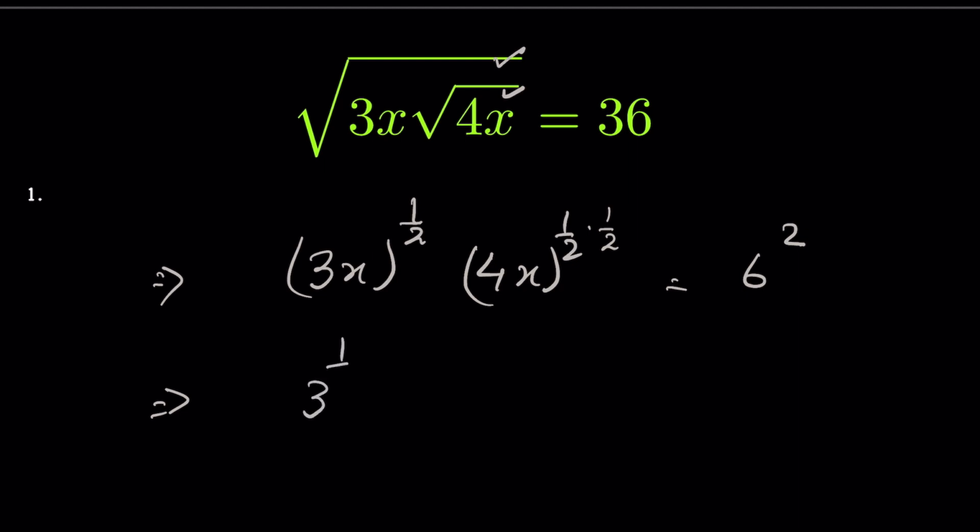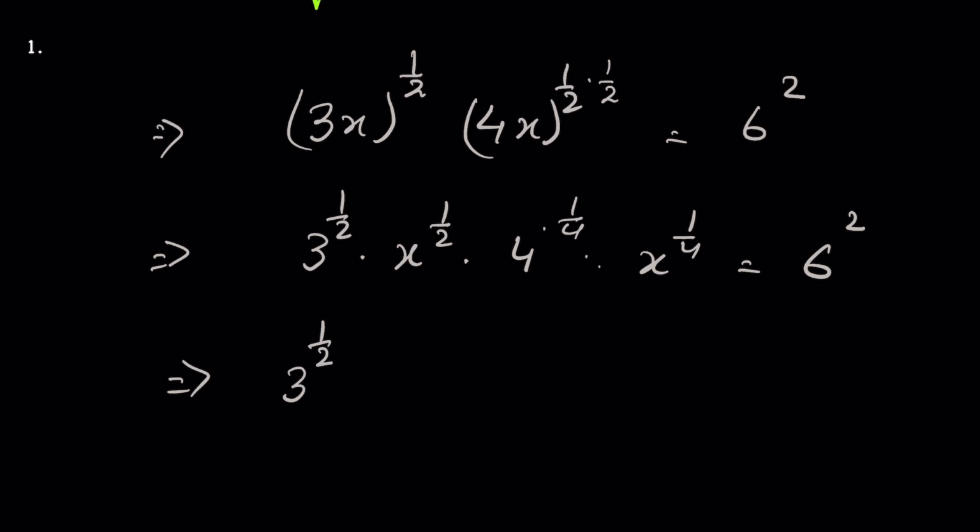So 3 raised to the power 1/2 times x raised to the power 1/2 times 4 raised to the power 1/2 times 4 raised to the power 1/4 times x raised to the power 1/4 is equal to 6 squared. So 3 raised to the power 1/2 times, these two are same bases, so we can add x raised to the power 1/2 plus 1/4 times 4, we can write it as 2 to the power 2 times 1/4 is equal to 6 squared. 2 times 2 is 4.